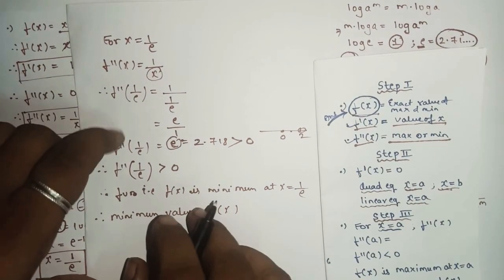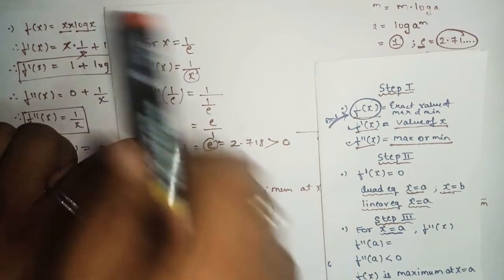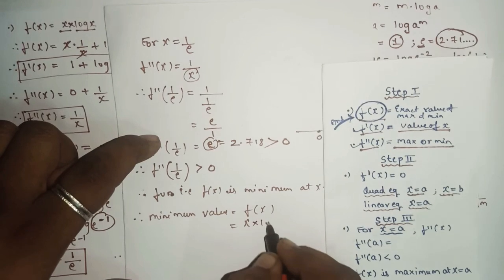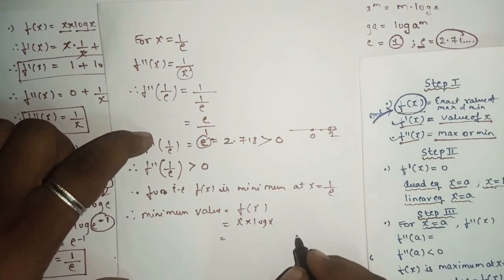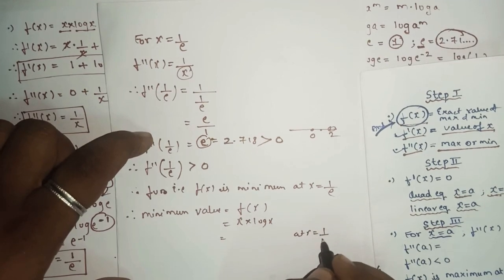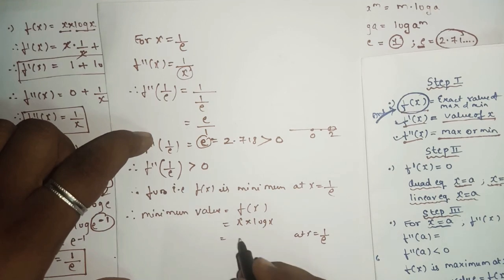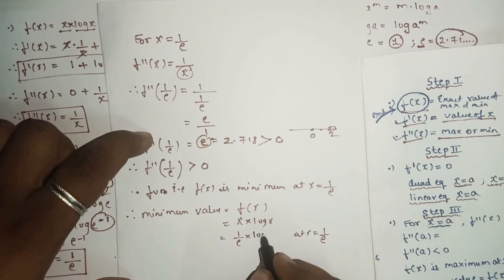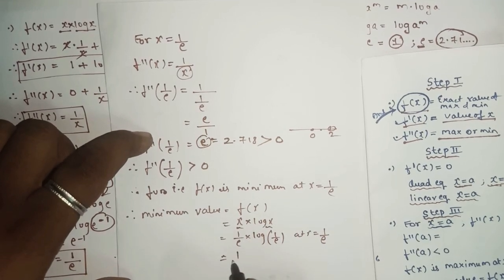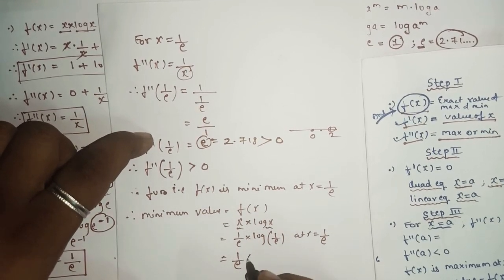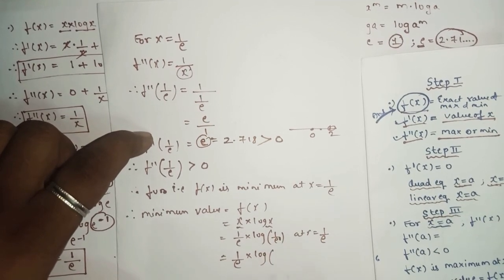So what was f of x? It was x into log x. So at x equals 1 by e, yes or no? So x is 1 by e into log, we replace x by 1 by e. So 1 by e we keep as it is, and for the log, can I write this 1 upon e, as nothing is there, so e raised to 1.